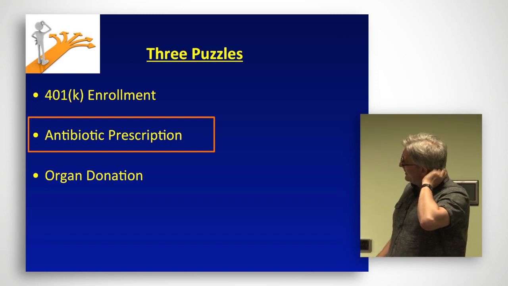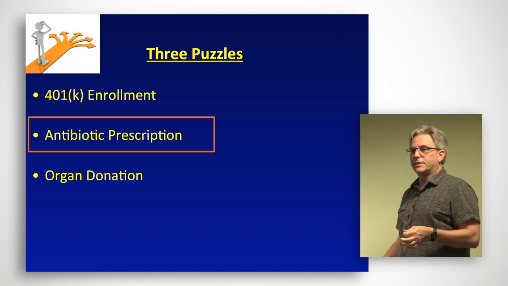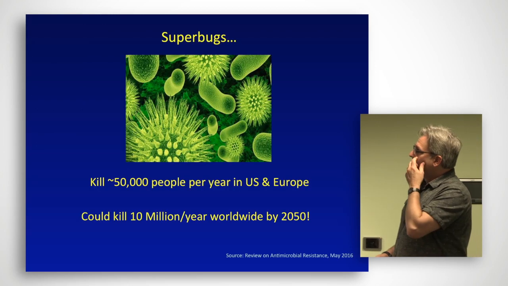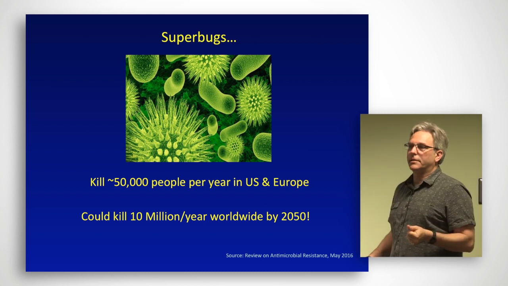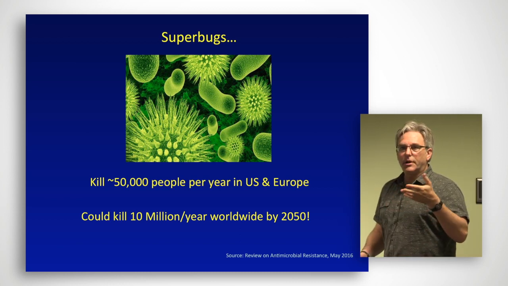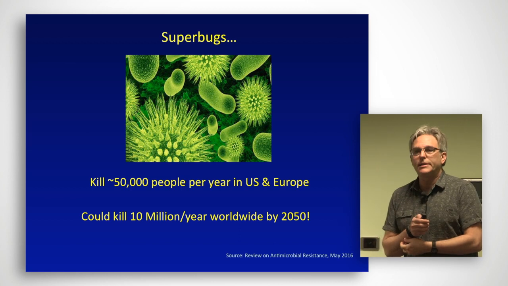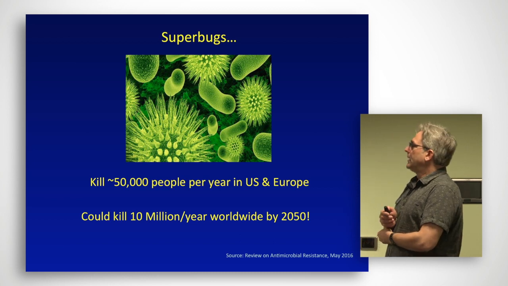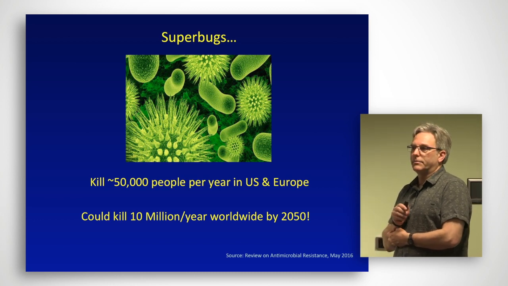A second puzzle has to do with antibiotic prescription, and this is partly a shameless excuse to plug some research I've done on this topic, but partly it's quite central and relevant to the overarching theme I want to spin today. This is something that got me quite interested in applying behavioral insights to policy recently, was the problem of the rise of superbugs. Superbugs, which are antibiotic-resistant bacteria, kill approximately 50,000 people per year in the United States and Europe right now. It's estimated that if aggressive policy interventions aren't taken, that by 2050, as many as 10 million people a year could be killed worldwide due to antibiotic-resistant bacteria.